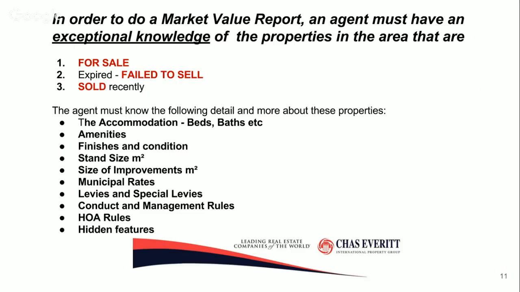Therefore, it's important that an agent must know the following and more about these properties: the accommodation, beds, baths, lounges, studies, etc., amenities such as pools, tennis courts, finishes in the property and the condition of the property, stand size in square meters, size of improvements, municipal rates, in the case of sectional title levies and special levies, conduct and management rules, also in estates, homeowners association rules, and any other hidden features in these properties.